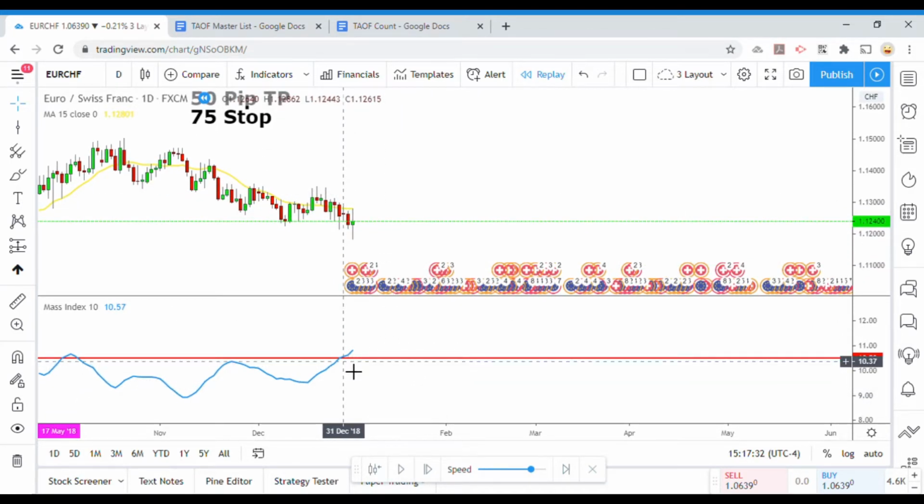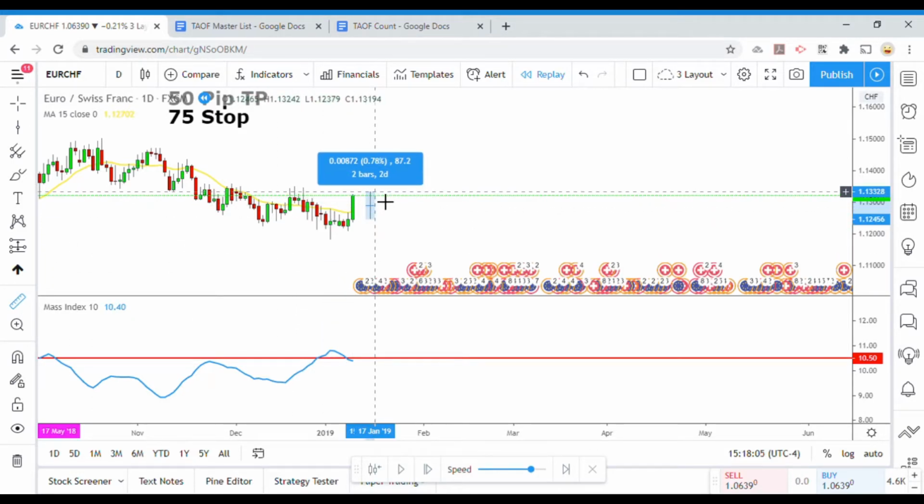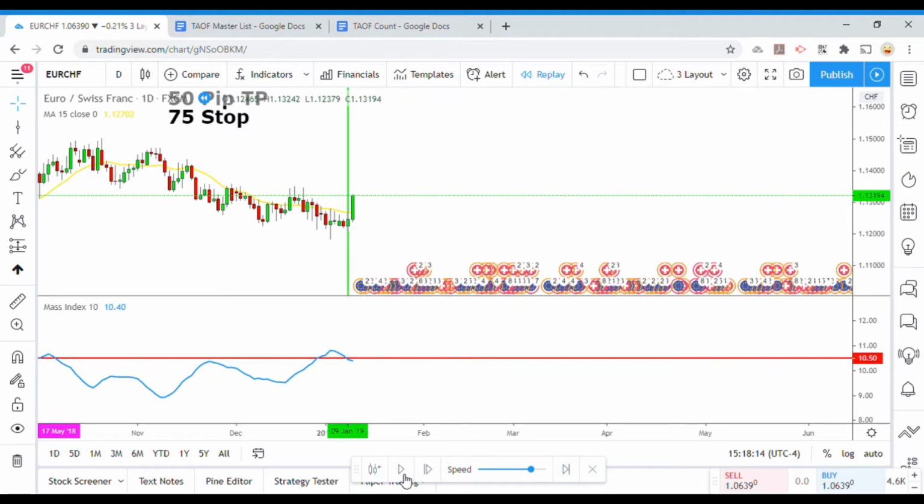So, here is the first signal. The mass index has crossed above the red line. We are trading below the moving average, which means we are in a downtrend. We are now waiting for the mass index, the blue line, to cross back down below the red line, and that will be an indication, a signal to then go long. And that's what we are going to do. All right, so there is the cross right there. And we got a winning trade on that one.